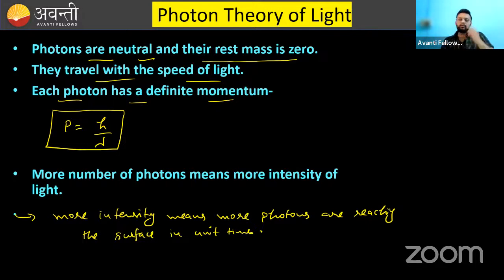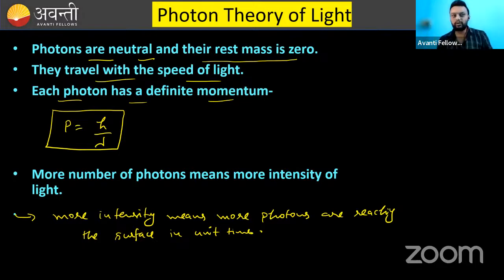Now, how can you identify that intensity is increasing? Look at a simple statement. Let's suppose this is a light bulb, and this is my hand. Light is coming from this bulb onto my hand. If I place this bulb closer to my hand, you can observe that the intensity of light on my hand will increase. It will become brighter.